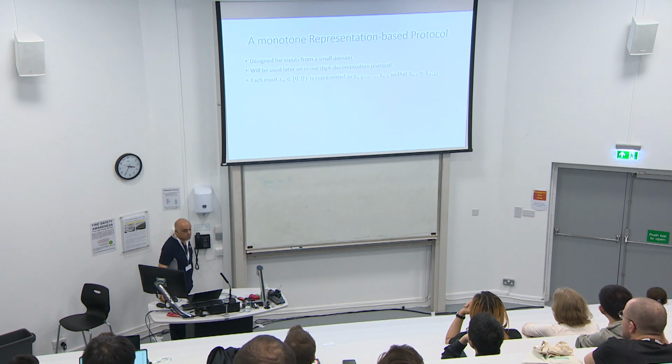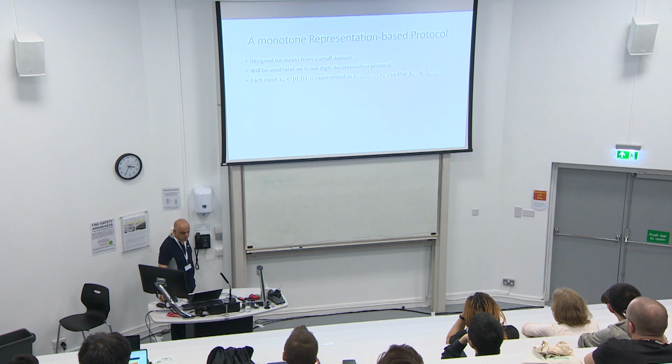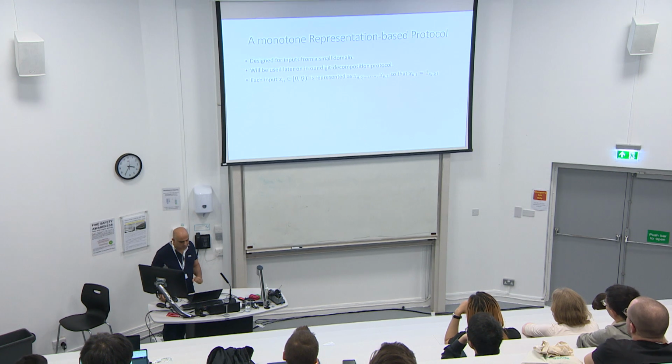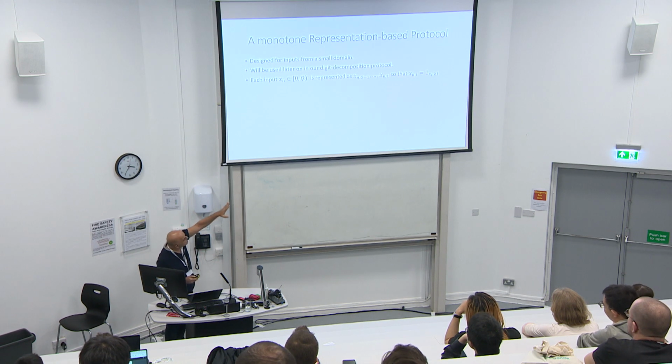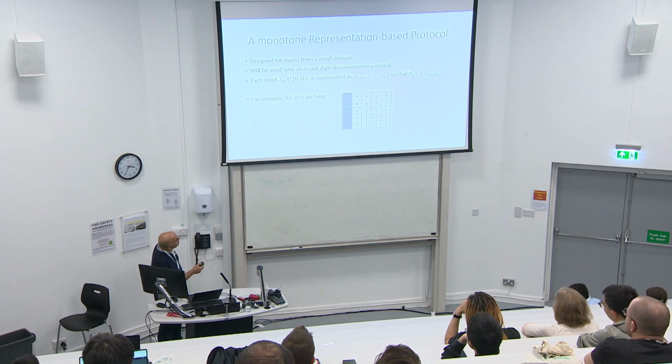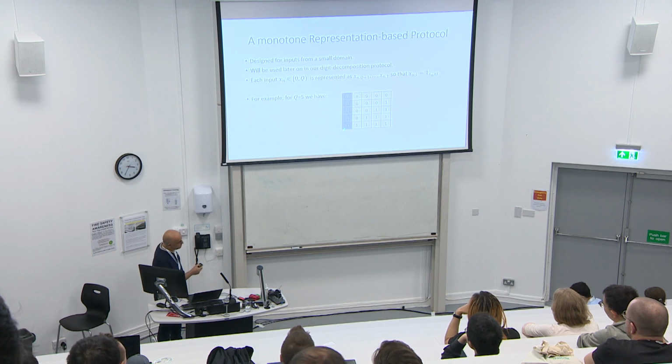So let's assume that each input is taken from some small domain, 0 up to q minus 1, and we should represent it by a monotonic representation, namely by a sequence of q minus 1 bits. And instead of focusing on the equation, let's just take an example. If q equals 5, we have 5 possible inputs, 0, 1, 2, 3, 4, and this is how we represent 0, this is how we represent 1, 2, 3, 4.